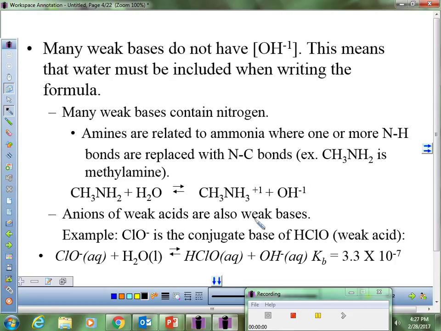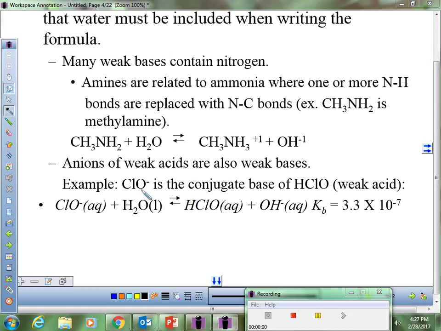Anions of weak acids are also known as weak bases. For example, this is ClO minus 1. If we put a hydrogen on it, we would get hypochlorous acid, which is a weak acid. Because we know this is a base, we're going to put it in water. And notice what happens this time. Instead of the hydrogen coming off and going on the end like it did with these amines and ammonia, the hydrogen comes off and goes on the front. And we essentially get the hypochlorous acid, and then we get that hydroxide.